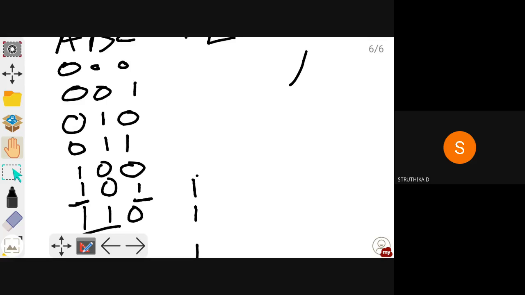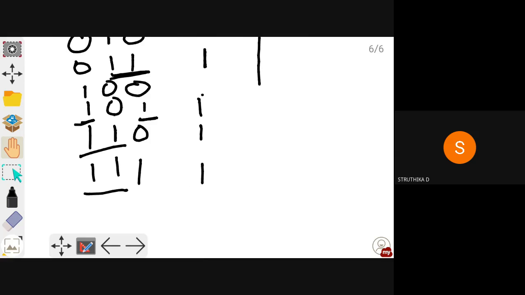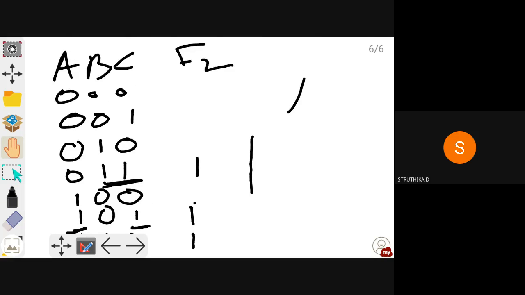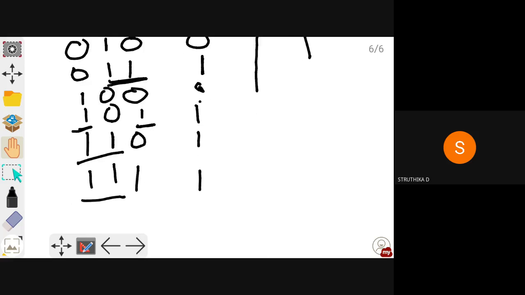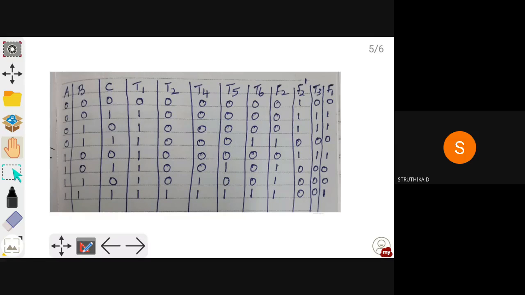And BC: B and C should be 1. Where is that? B and C are 1 here, so you have to put 1 here, and in the last row as well. So the rest of the rows will be 0. So your function is 0 0 0 1 0 1 1 1. You got this 0 0 0 1 0 1 1 1.